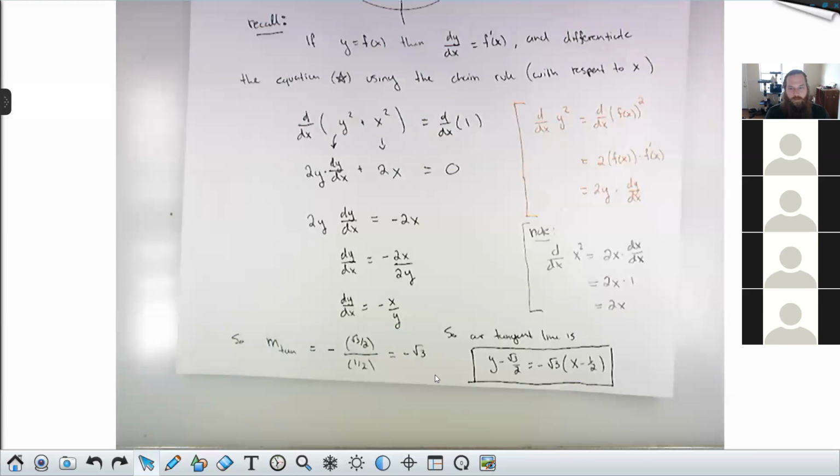So then the form on the right underneath, our tangent line, what form is that? This is point slope form. Y minus y0 equals m times x minus x0. This is the point slope form of the line. The point there is 1/2 comma root 3 over 2, and the slope is negative root 3. Okay, thank you. Of course.